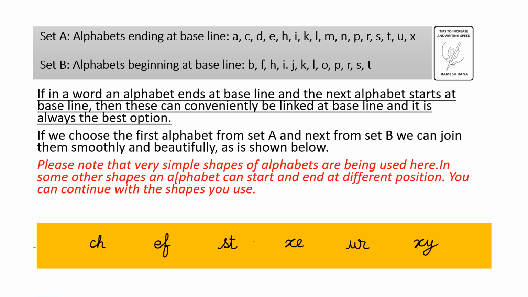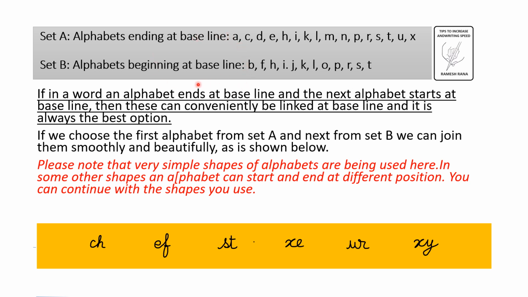For example, in this set A, all alphabets end at baseline. A ends at baseline, C ends at baseline, D ends at baseline, E ends at baseline, and so on. If the first alphabet ends at baseline and the next alphabet next to it starts at the baseline, for example, A ends at the baseline and B starts at the baseline, then they can conveniently and easily be linked to each other at the baseline.